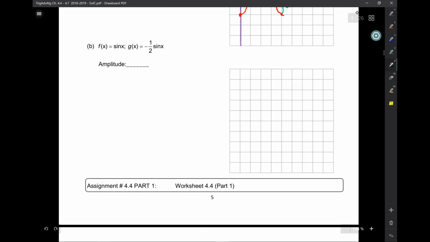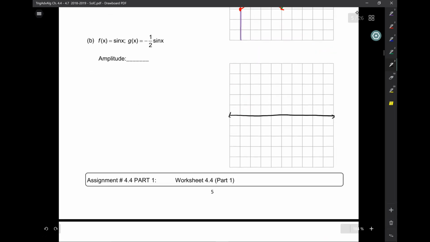Okay. Sine of x. I hate it when it's not straight. All right. So we're going to go from 0 to 2 pi. And sine? 0. Right? So that's how that looks. And the y-axis is in the beginning.